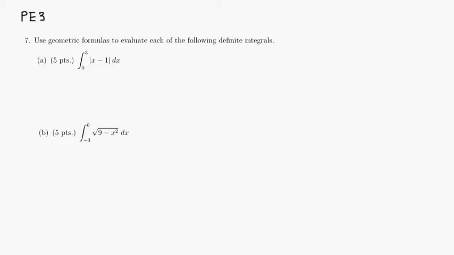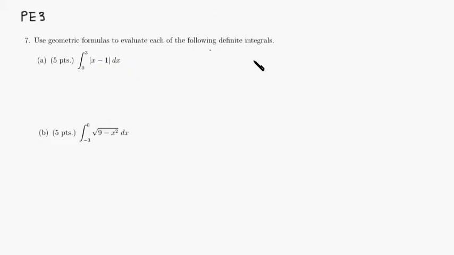All right, let's look at practice exam 3, problem number 7. Let's look at part A. We want to interpret this as the area of a certain region to find the value of this definite integral. So let's do that. Look at the function, y equals absolute value of x minus 1.